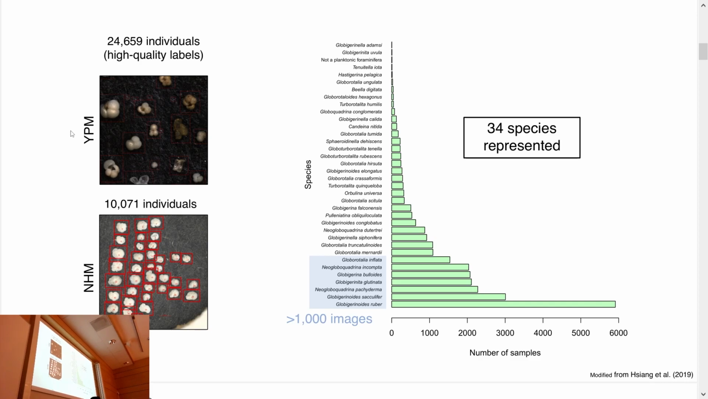For reference, there are about 50 modern planktonic foram species. So 34 species represented, and we used this to train a deep learning model, VGG16, to get, I think it was 87% accuracy on identifying these species.